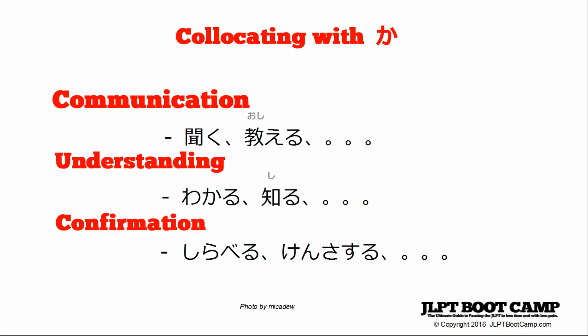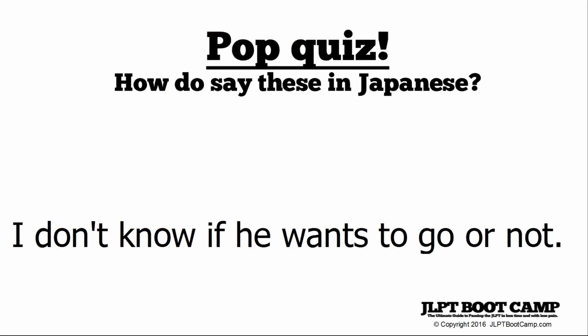We're going to do a quick pop quiz here to see if you can translate these English sentences into Japanese. First one is, I don't know if he wants to go or not. I don't know, or I'm not sure. I don't know is very clear here. I don't know if he wants to go or not.